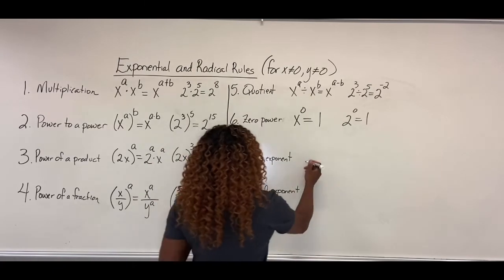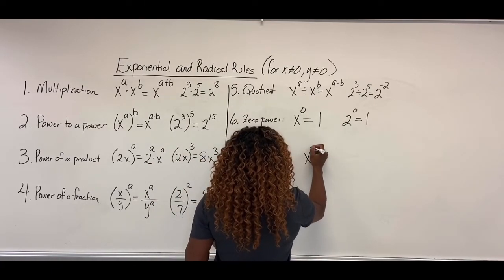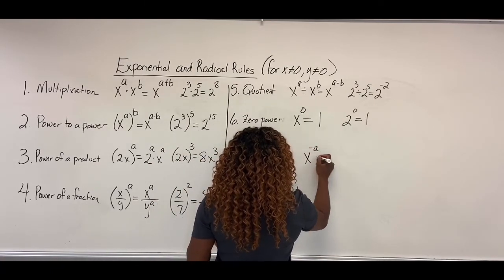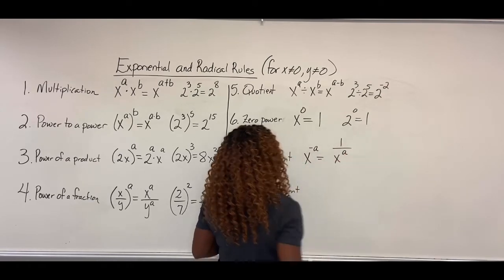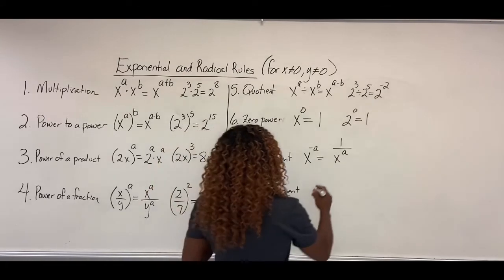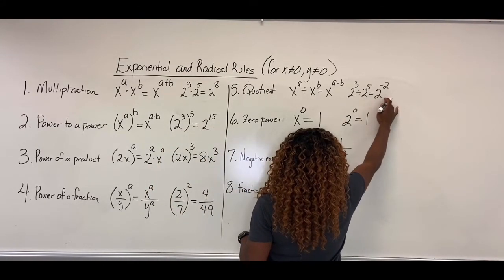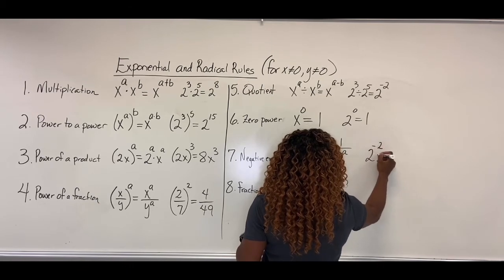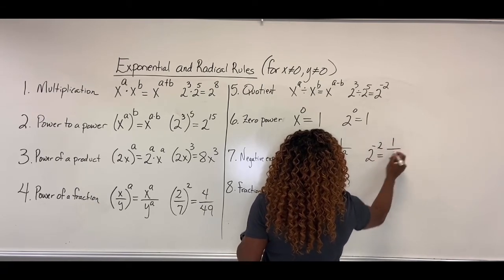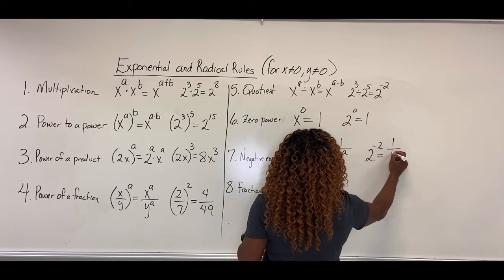Negative exponents, for example, x to the negative a is written as 1 over x to the positive a. An example of that, let's use this one. 2 to the negative 2 power is written as 1 over 2 to the positive 2, or 2 squared, which is 4.